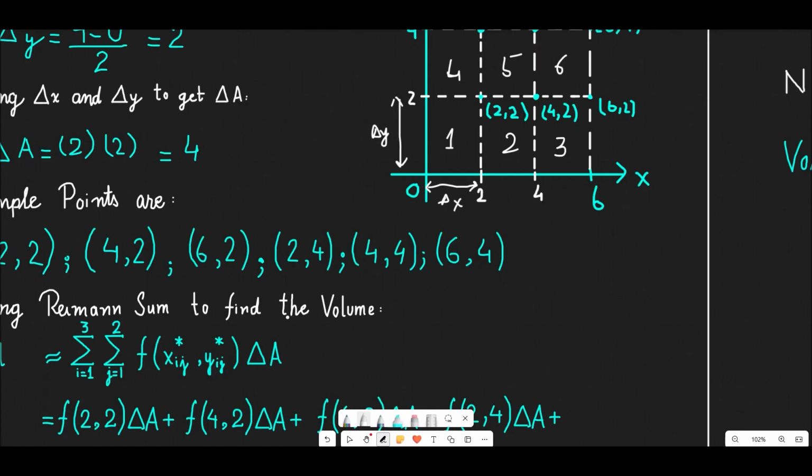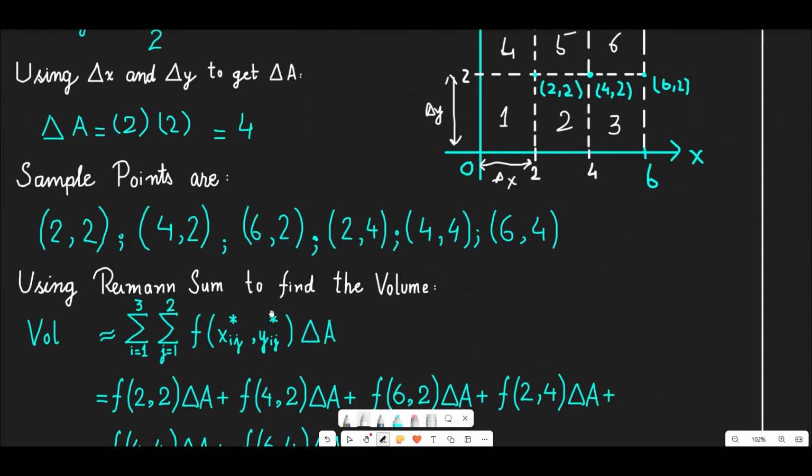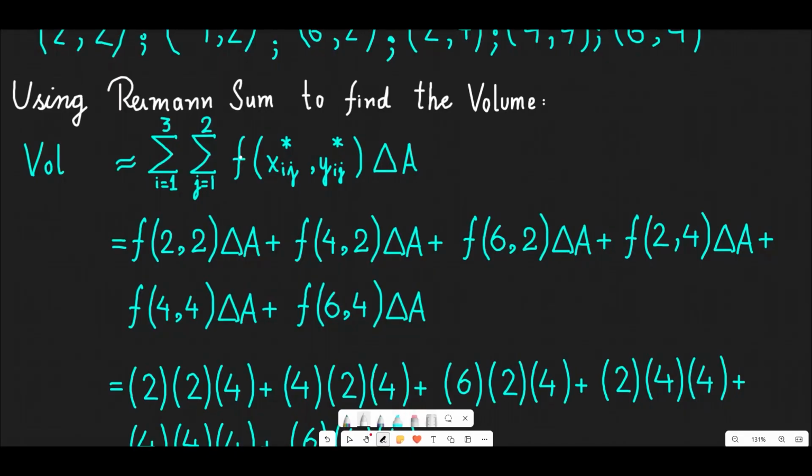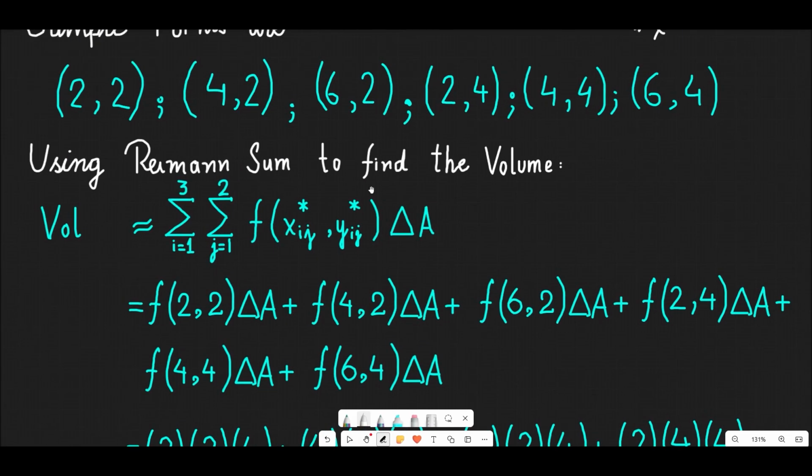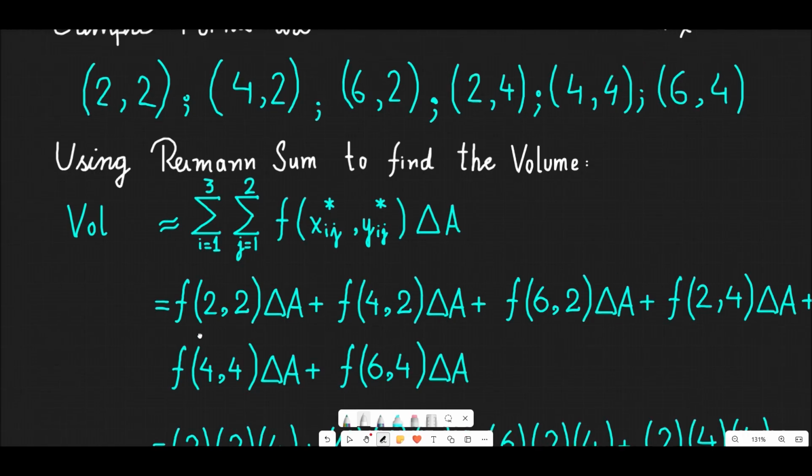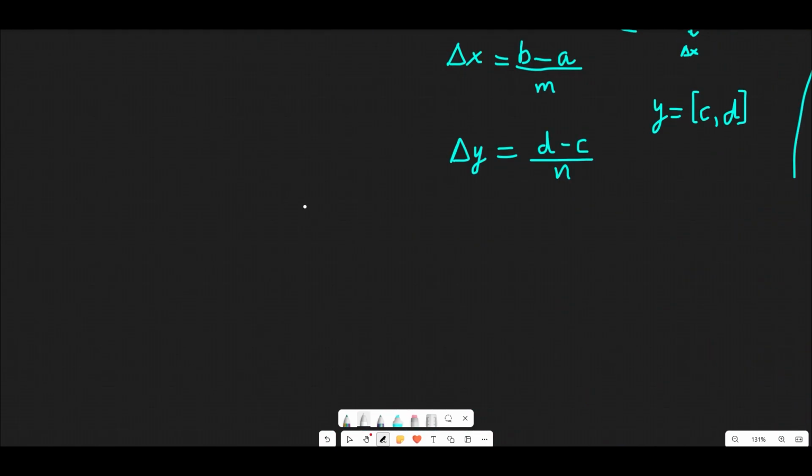So, according to the given condition, we have to use our upper right corner points as our sample points. Okay, so we will expand this summation and apply this function on every single upper right corner point we have calculated. So the function of (2, 2) times delta A, and the function of (4, 2) times delta A, and so on. What would be the answer of this function? Our given function was f(x, y) = xy.